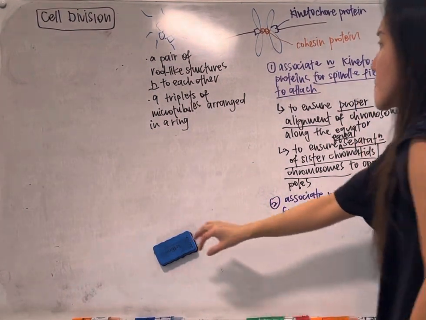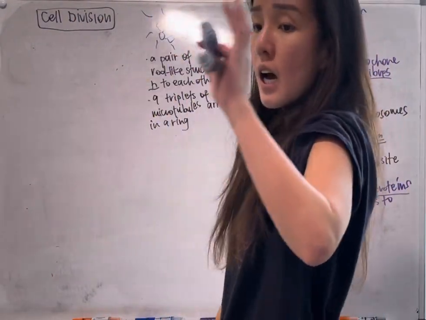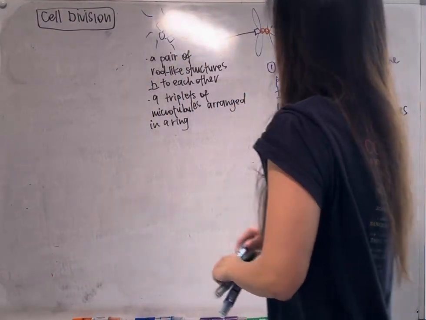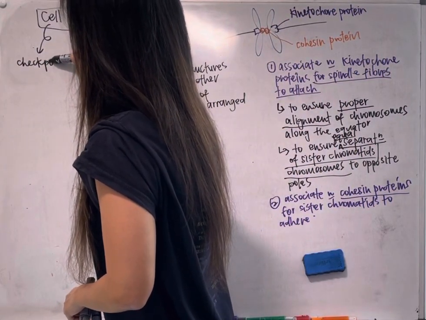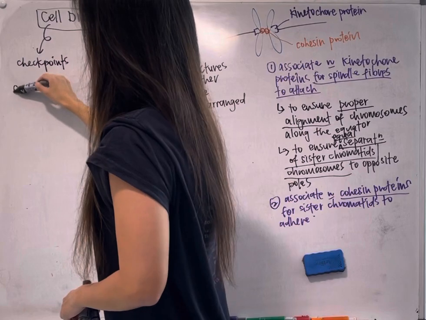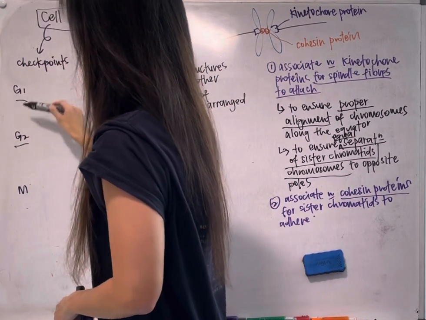Understand? Now, I'm not going to go through every single part of cell division. I'm only going to go through two parts. The first part of cell division is your checkpoints. Everybody should know your checkpoints are G1, G2, as well as the M checkpoint.